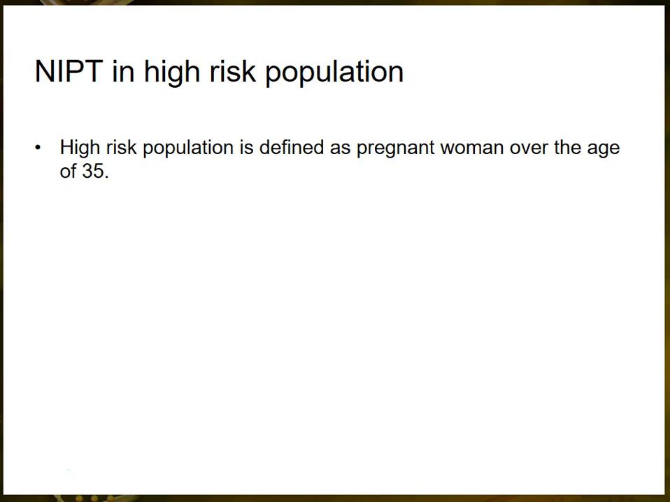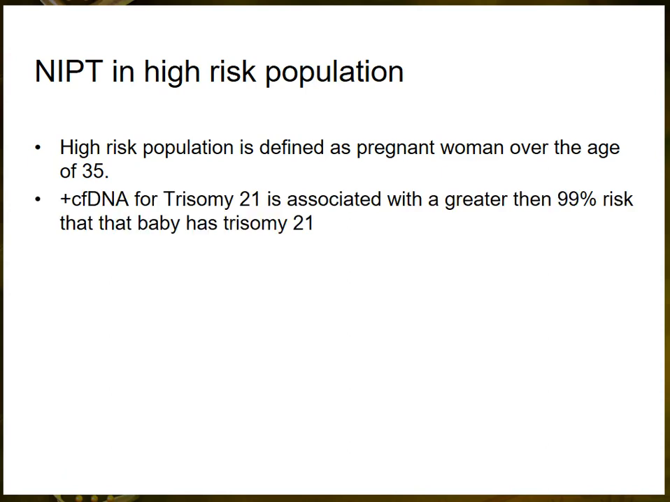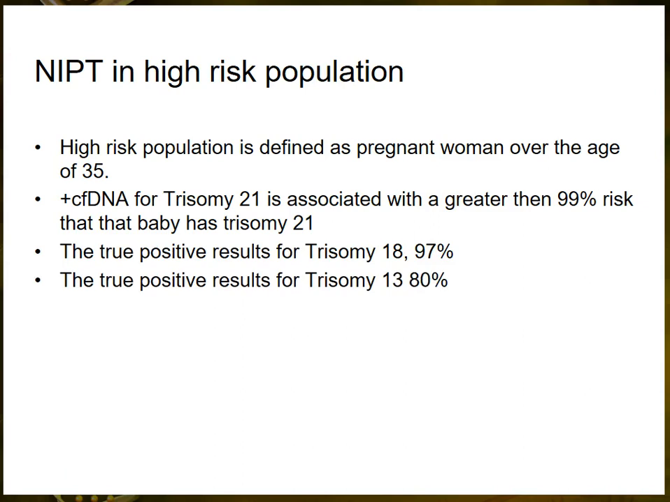High-risk population is defined, whether rightly or wrongly, as women over the age of 35. A positive cell-free DNA for trisomy 21 is associated with a greater than 99% chance that the baby has Down syndrome. The true positive for trisomy 18 is 97%, and cell-free DNA can also look at trisomy 13, which quad screens cannot, and there's about an 80% detection rate. The reason it's probably lower in trisomy 13 is because the placenta is not particularly healthy in a trisomy 13 fetus, and often the fetal fraction is low.